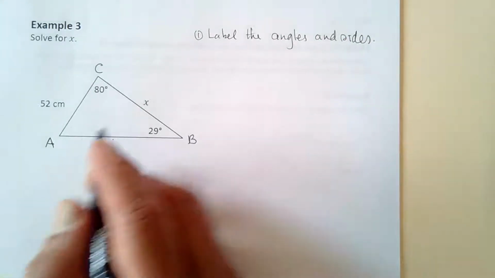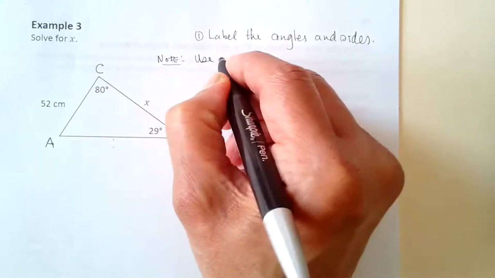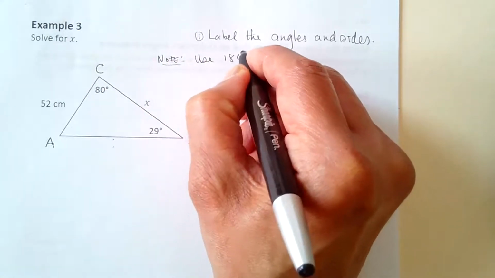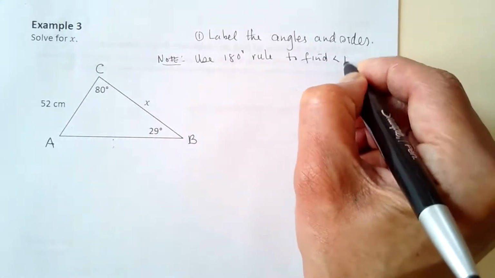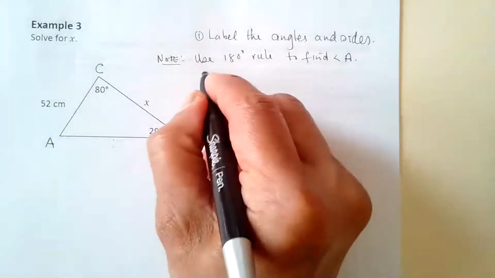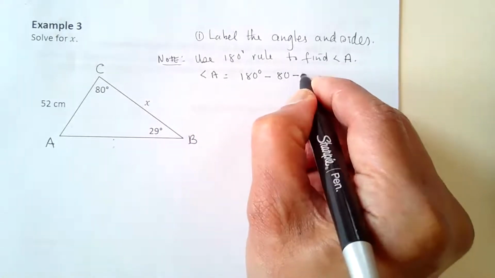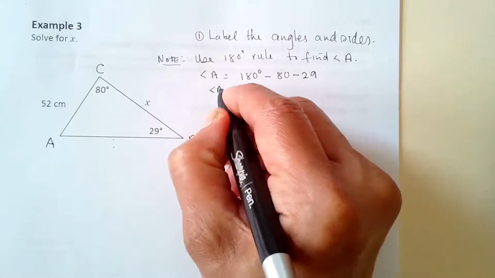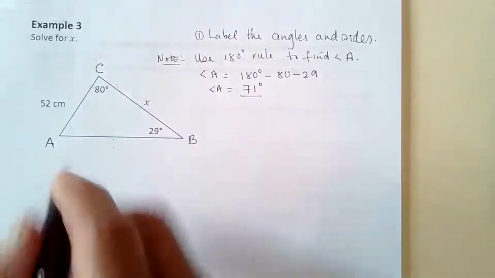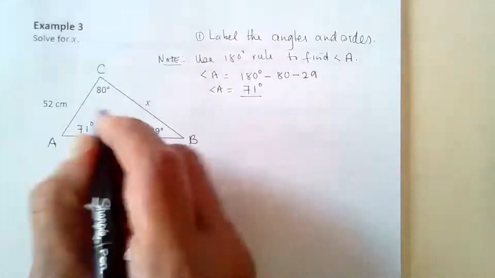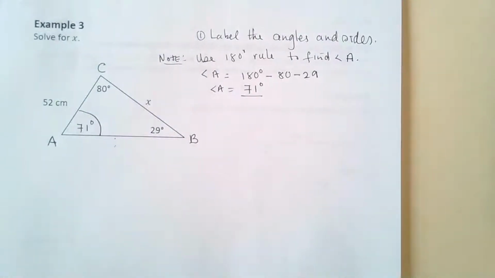So we have to use, so put a note here. Use the 180 degrees rule to find angle A. So angle A will be equal to 180 degrees minus 80 minus 29. So angle A, in this case, is equal to 71 degrees. So now we have all three angles.